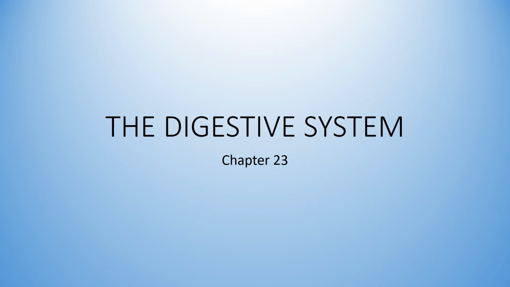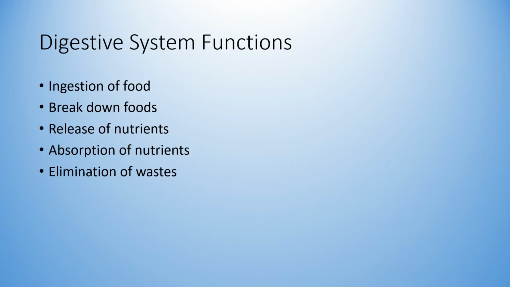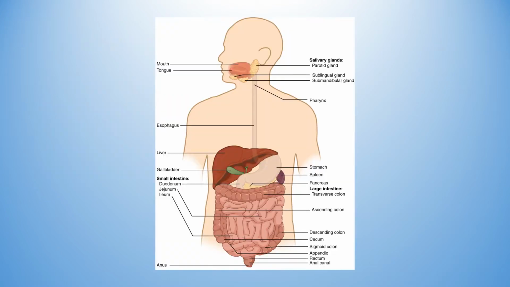This is chapter 23, which deals with the digestive system. Overall, the digestive system's function is dealing with ingestion of food, breaking down those food items, releasing the nutrients from them, absorbing the nutrients, and then the elimination of any waste that has been produced.